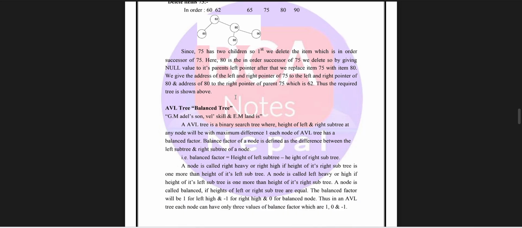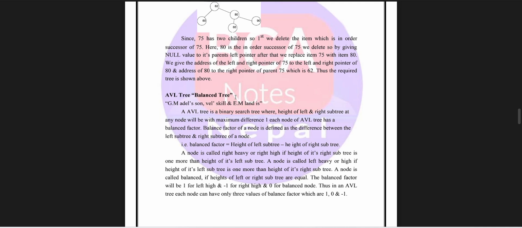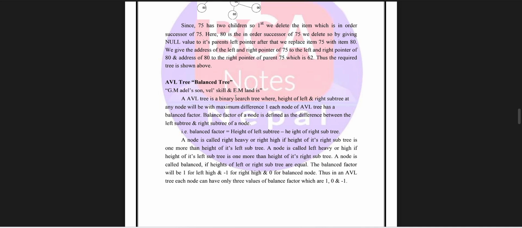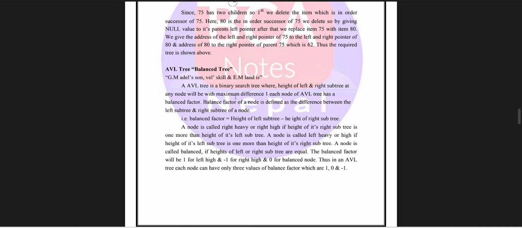The balance factor of a node is defined as the difference between the height of the left subtree and the right subtree. If the height of the right subtree is one or more than the height of the left subtree, the node is called right heavy. If the heights of the right and left subtrees are equal, the node is called balanced and the balance factor is 0.